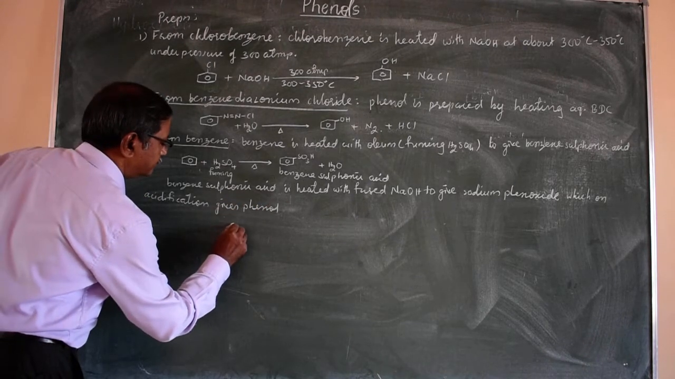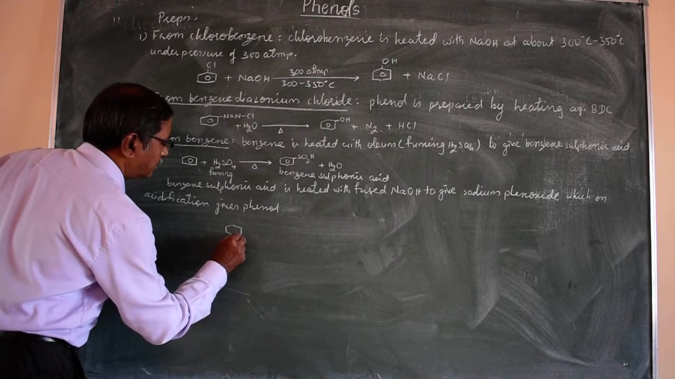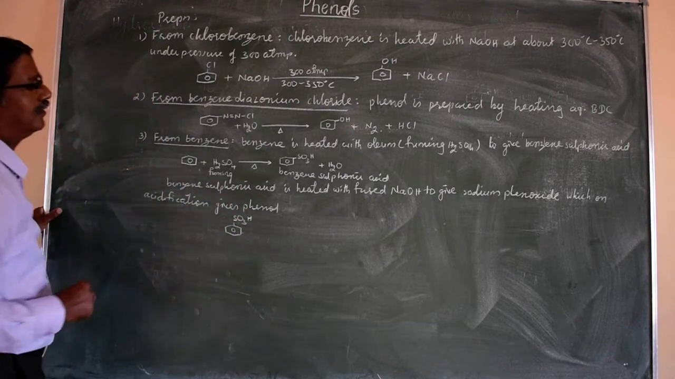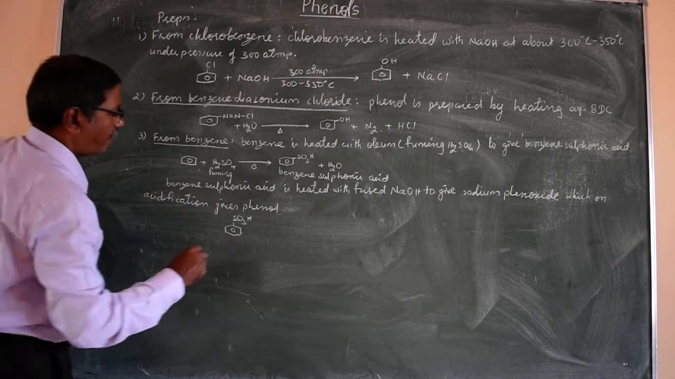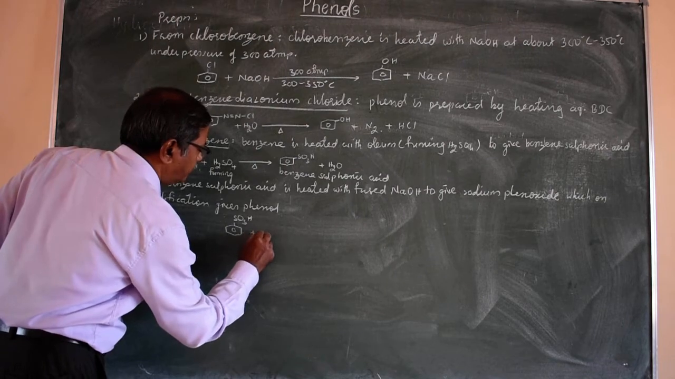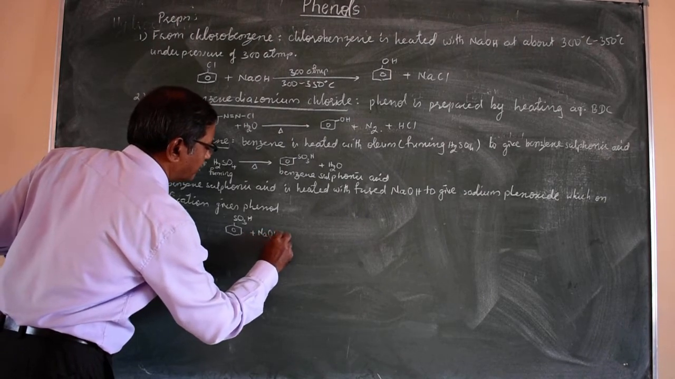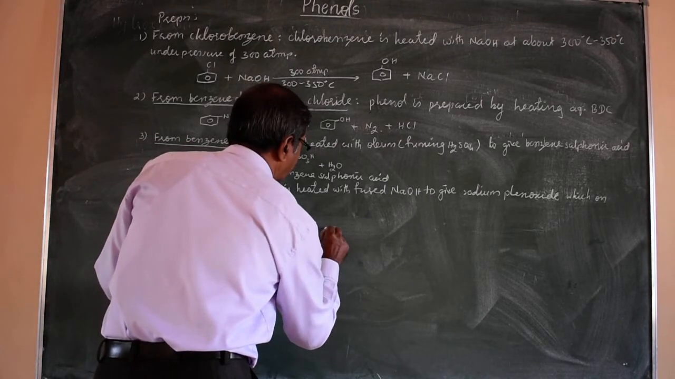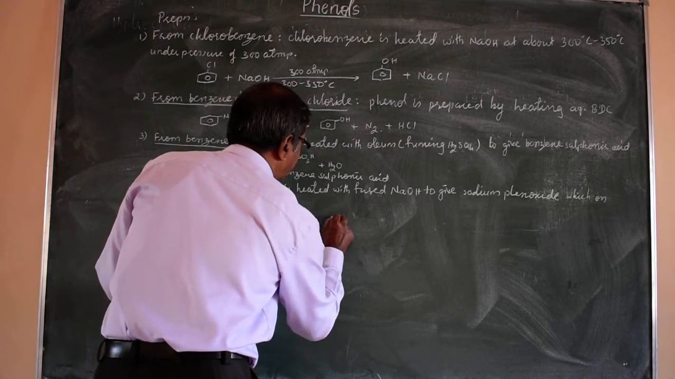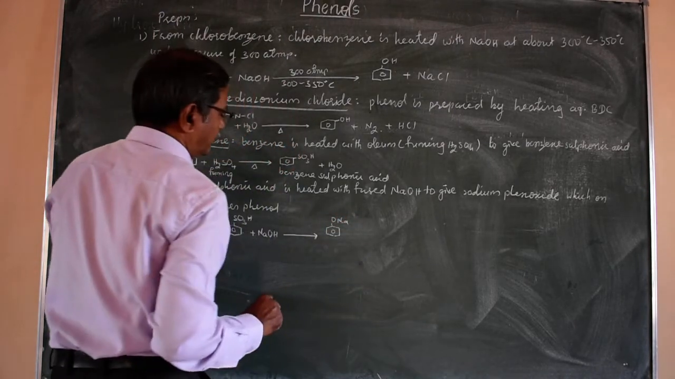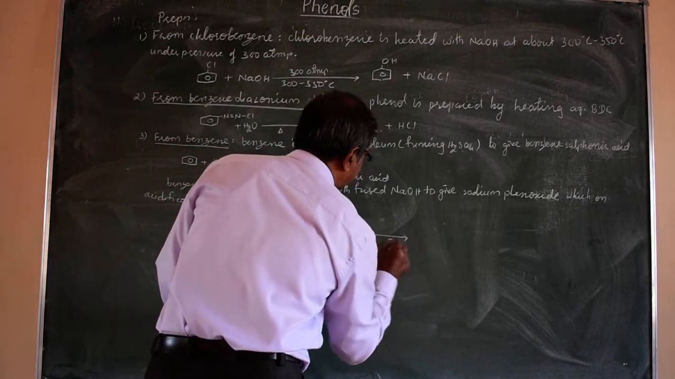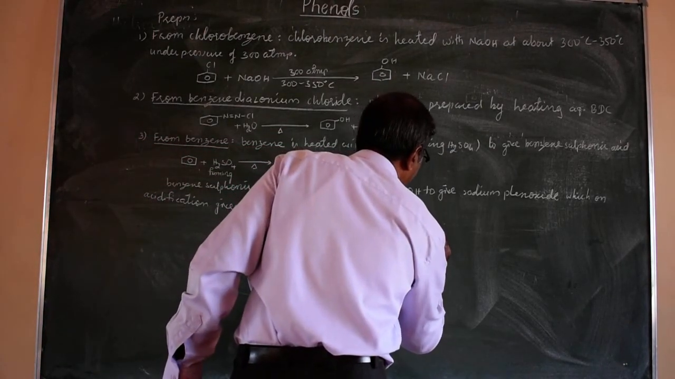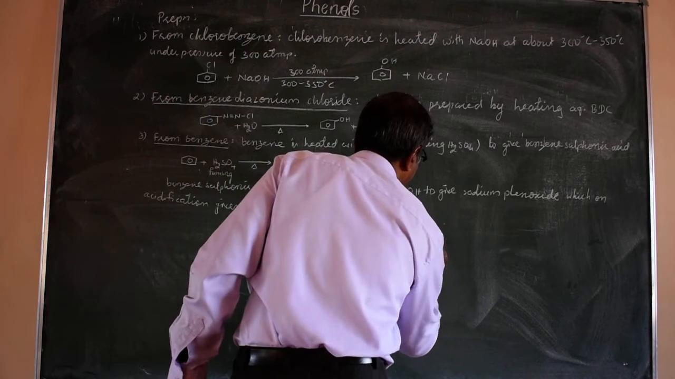So here the reaction is: SO3H, this benzene sulfonic acid, fused with NaOH. The product is sodium phenoxide. Sodium phenoxide on acidification with HCl will give phenol.